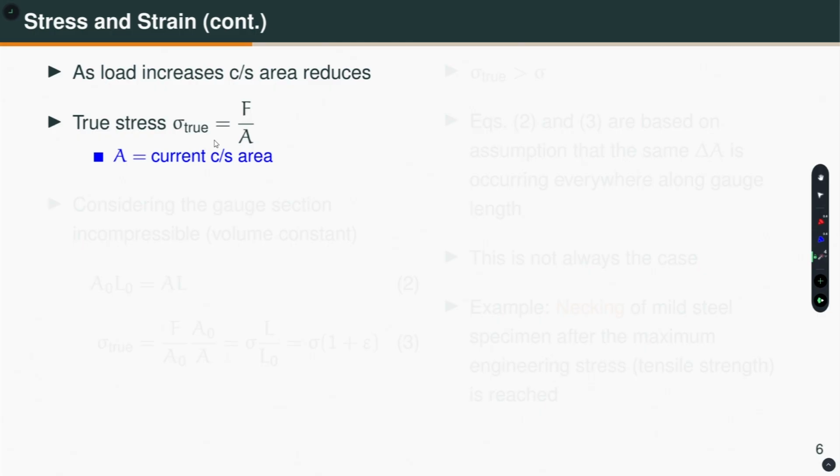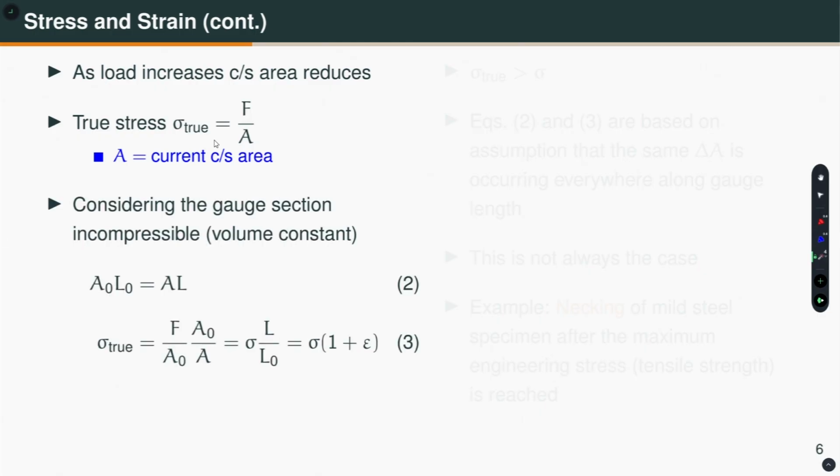That is A. If we consider the gauge section is incompressible, that means the volume is constant, then what can we do? A 0 was my initial cross sectional area and L 0 is my initial gauge length. So the volume is A 0 into L 0. After some deformation, the cross sectional area is A and the gauge length is L. So the volume remains constant. Then the true stress F by A can be written as F by A 0 into A 0 by A.